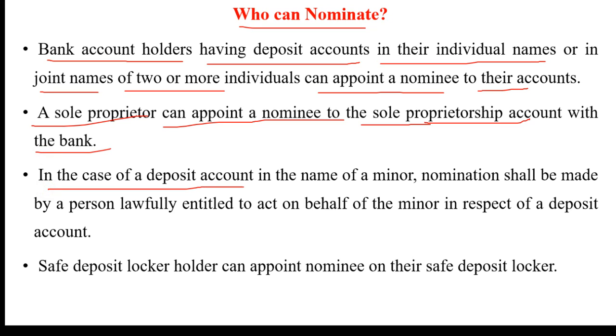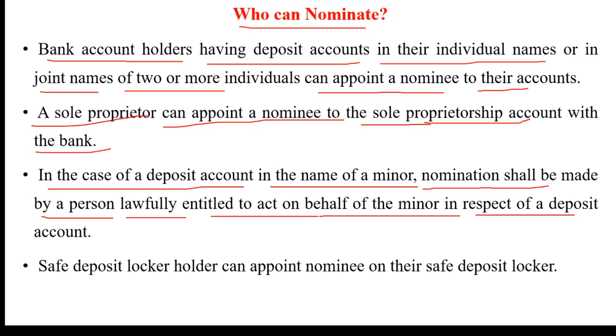In the case of a deposit account in the name of a minor, meaning a person who has not completed 18 years of age, the nomination shall be made by a person lawfully entitled to act on behalf of the minor in respect of the deposit account. So the nominee for a minor's account will basically be a guardian. If the court has appointed a particular person as guardian, they can be the nominee, or the father or mother can be the nominee.